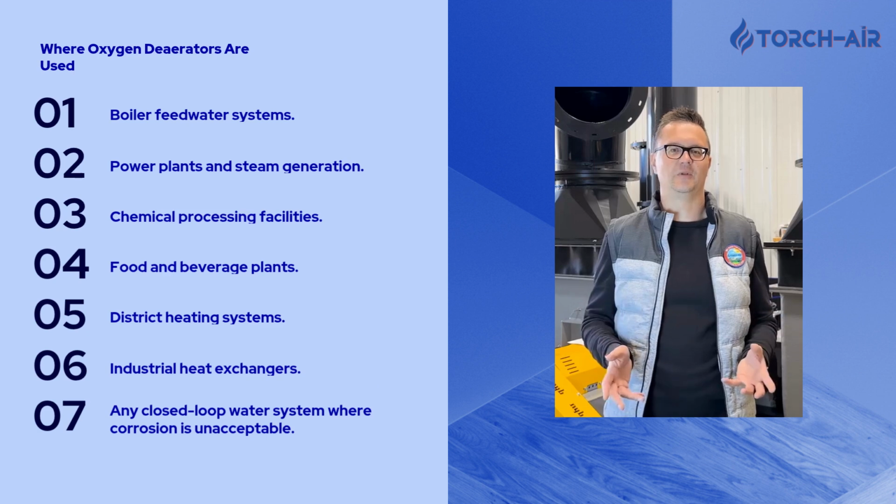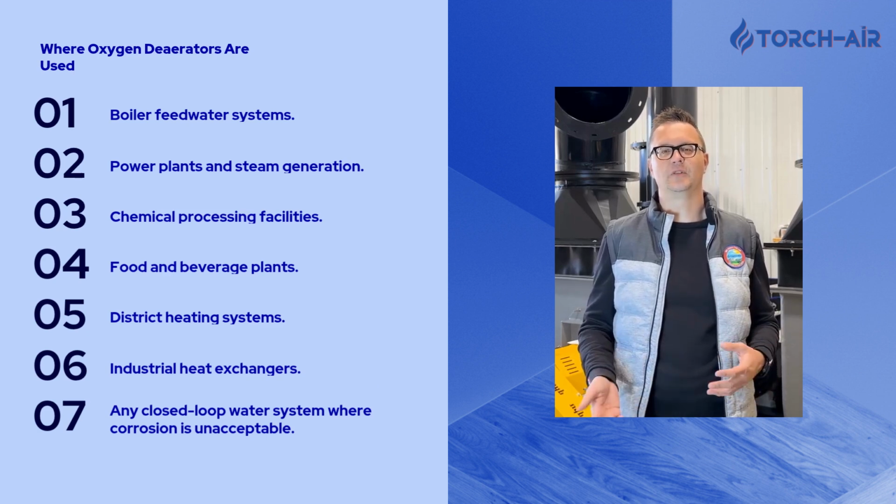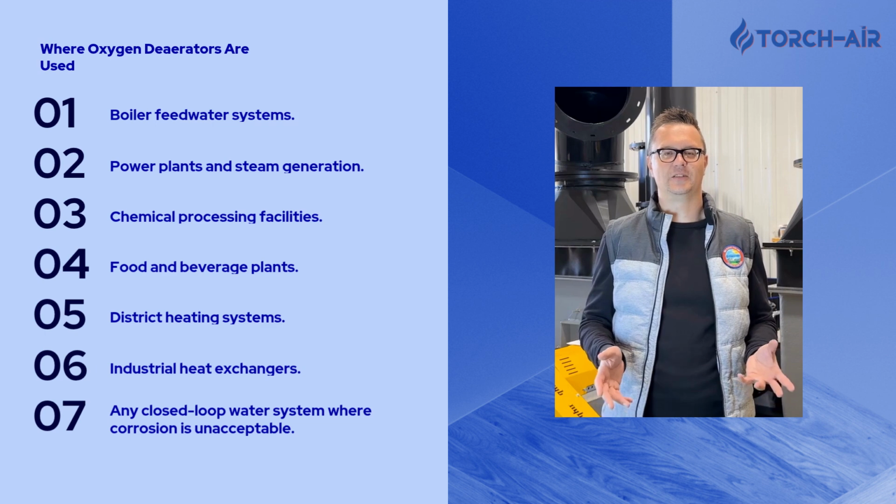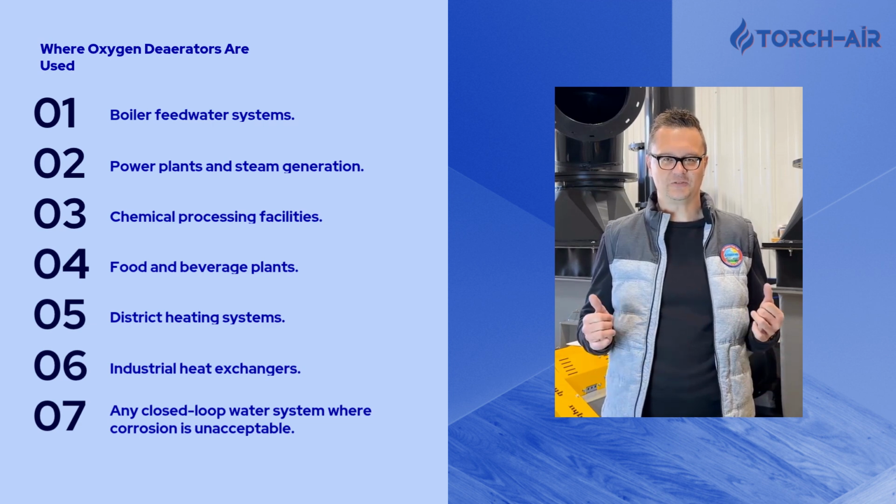This is controlled gas removal. Where oxygen deaerators are used. Oxygen deaerators are widely used in, first, boiler feedwater systems. Second, power plants and steam generation. Third, chemical processing facilities. Fourth, food and beverage plants. Fifth, district heating systems. Sixth, industrial heat exchangers. Seventh, any closed-loop water system where corrosion is unacceptable. If steel and hot water meet, deaeration matters.